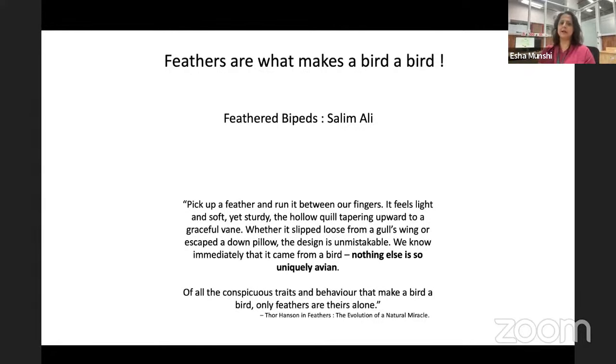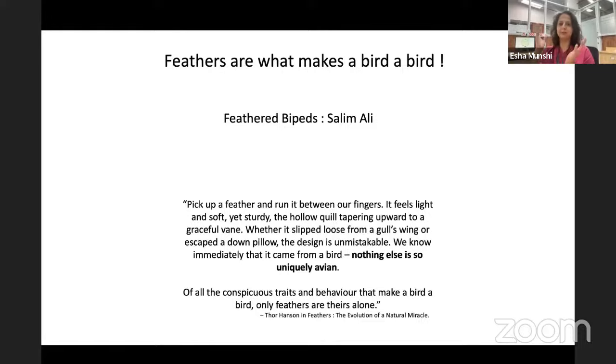And there is another thing which I would like to explain here, that a lot of other animals from the animal kingdom lay eggs, make nests. They have some other version of beaks. They can fly. They can do all those things. But feathers are the only thing which is uniquely avian. That means feathers are the only thing which is only there in a bird. So if you find a feather, without a doubt, it would be coming from a bird and no other animal in the entire animal kingdom. So of all the things which birds also do, only feathers are there alone. That much important feathers are when we talk about birds.